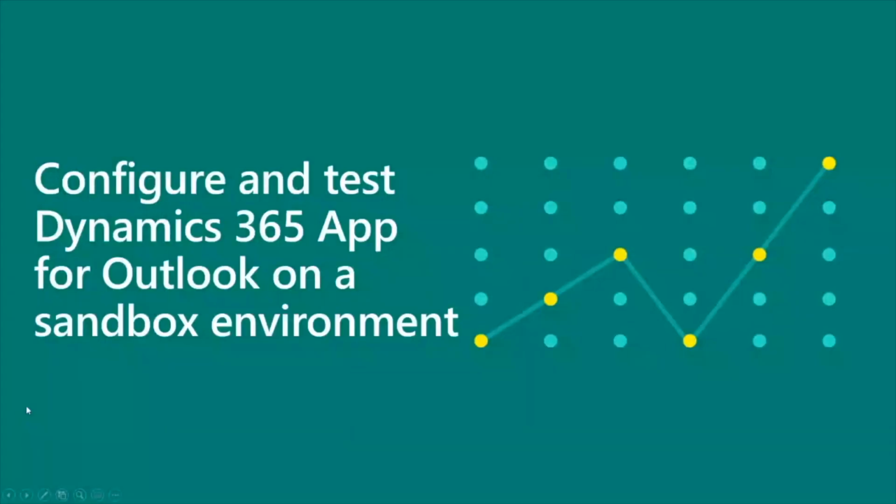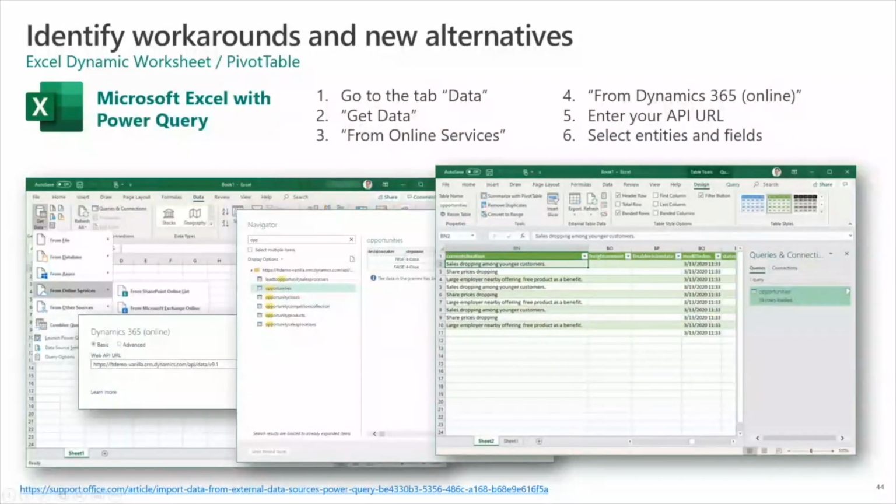You can also use a standard feature in Excel if you want to refresh data from Dynamics 365 to Excel. You have a data tab in Excel, and if you click on Get Data from Online Services, you can choose Dynamics 365 Online. Enter the URL, and then you're able to select the entities you're interested in and get the data directly to Excel. And you can refresh those data so that they reflect the latest data that you have in your CRM.